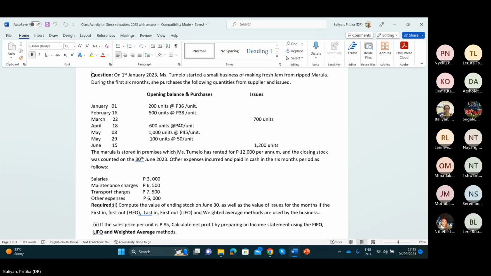So this method is good in terms of offering tax benefit, and it can improve the cash flow, because when they sell at a higher price, they also get more cash, and more cash can improve the cash flow in the business.